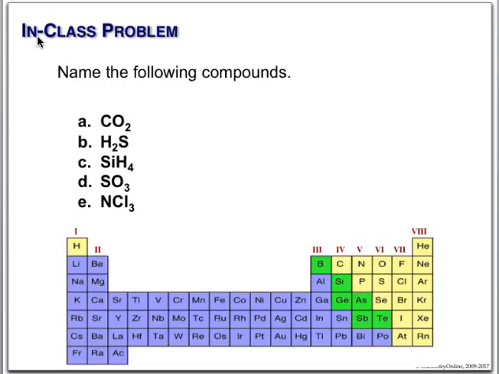All right, let's go ahead and just name some guys. Just jot these down quickly. Remember, use multipliers for the second atom. If you only have 1 of the first, you don't use mono.